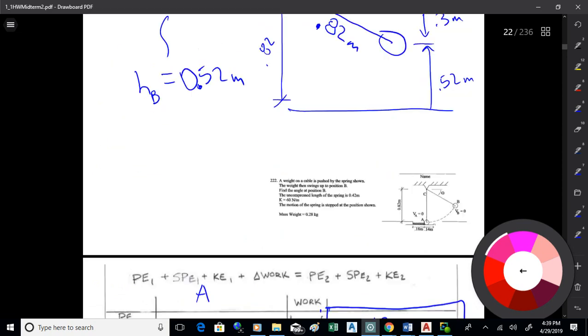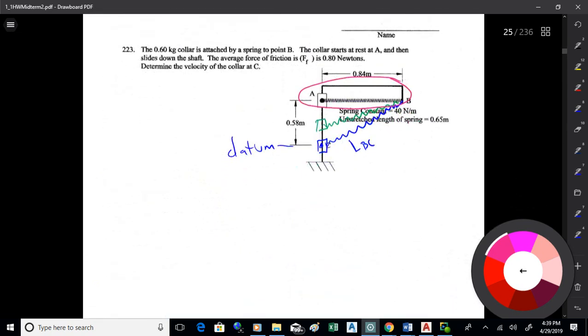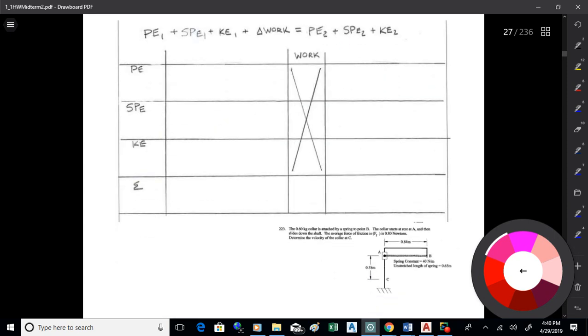Okay. So what we're going to do on this is treat the system as being the spring and the block, the collar. And if you do that, it's pretty straight up. You're just going to find the energy at A and then find it and then kind of work through B. You've got the average friction right there, and you got the distance over which the friction's applied. So you should be able to come up with the work.